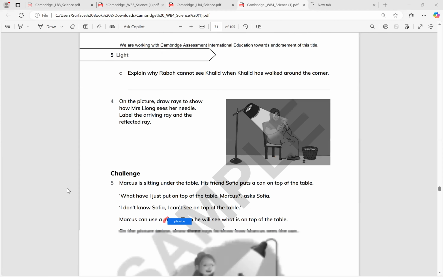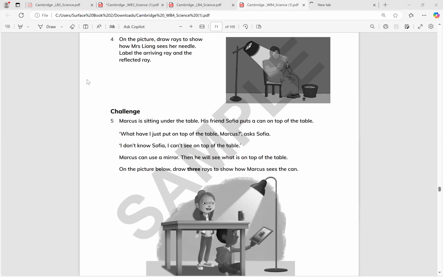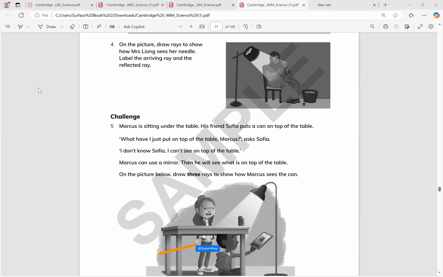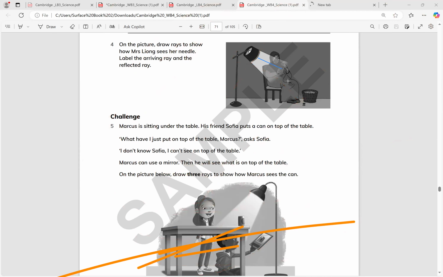So now, on this picture, draw a ray to show how she can see the needle. Can anybody tell me how she can see a needle? I'll give you guys a hint. The light. Now, how does it get to her eyes? Like this. This is how she can see, by reflecting. There goes your eye.